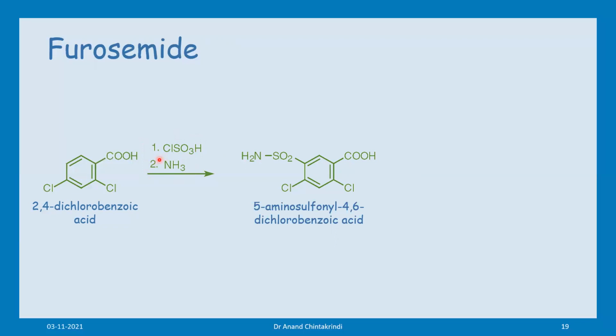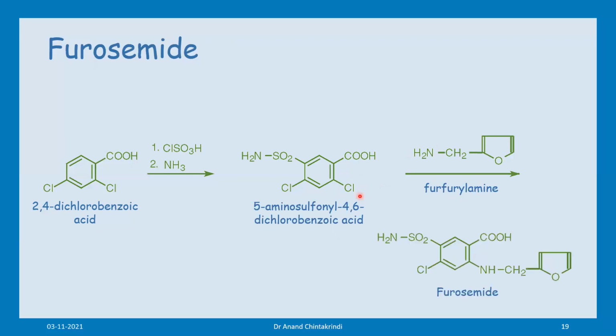Now, the name furosemide comes from the furan group. So you condense this with furfuryl amine. So this chloro is replaced. This is a nucleophilic aromatic substitution reaction, wherein this chloro is being substituted with this nucleophile, an amine nucleophile.